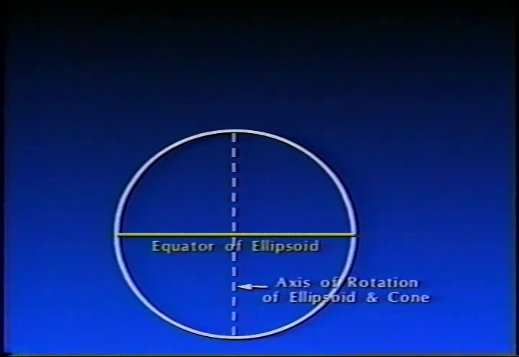We now see the addition of the equator. The equator is formed by the intersection of the surface of the ellipsoid with a plane that is at right angle to the axis of rotation and located midway between the poles of the ellipsoid.